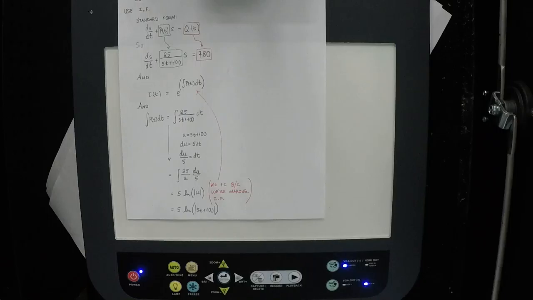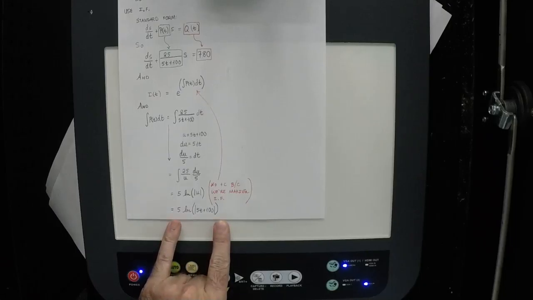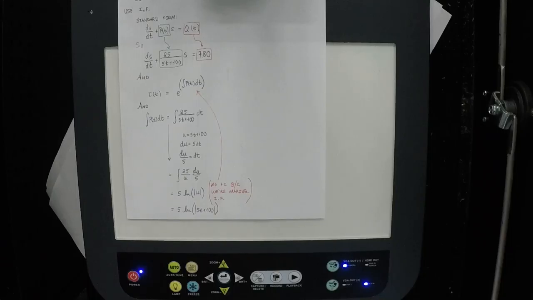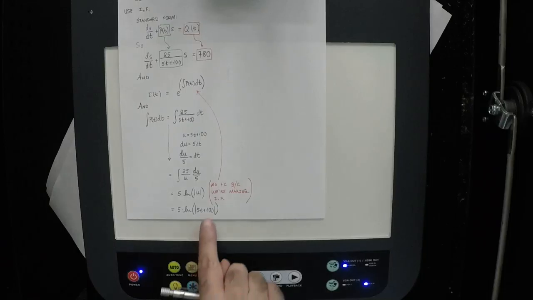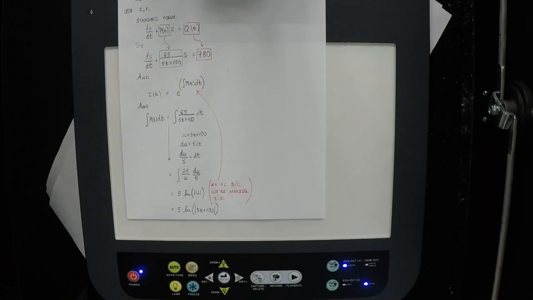But what else can I do now? I can simplify this even further. How can I make it more simple? Yes, that's true. I'm going to do that in a minute, though. That is to say, bring the 5 in as an exponent. I am going to do that, but I want to do something else first. I'm not sure what you mean by that. There is no log rule when the plus is inside. There's a rule when the plus is outside.